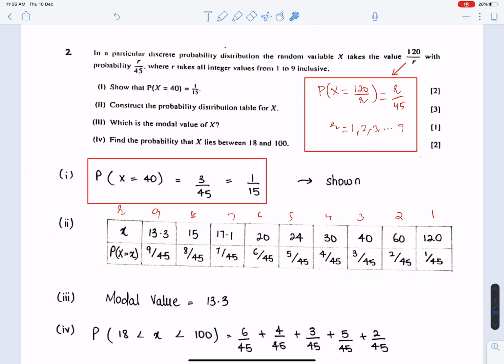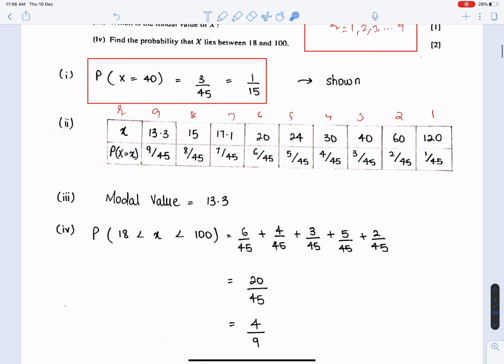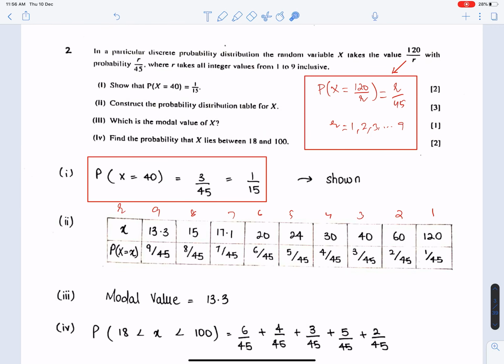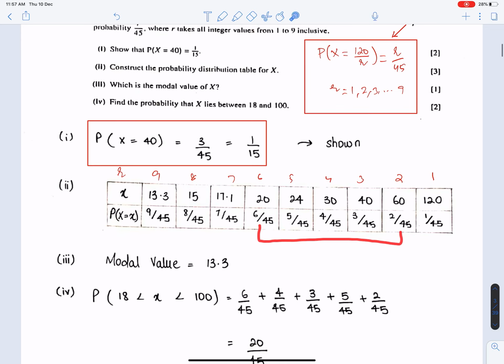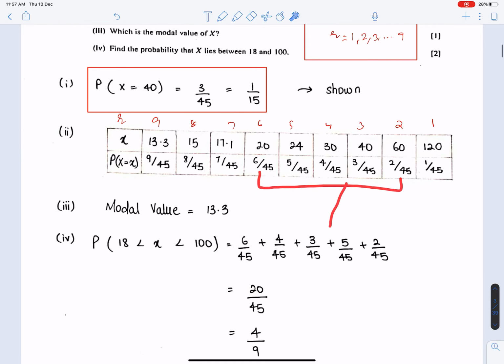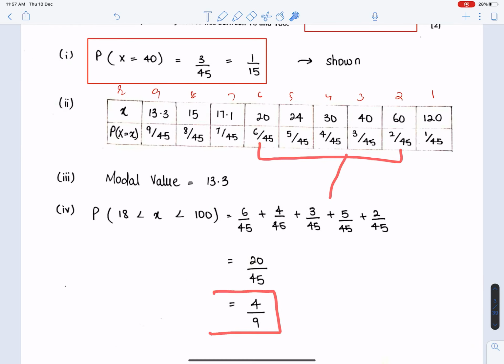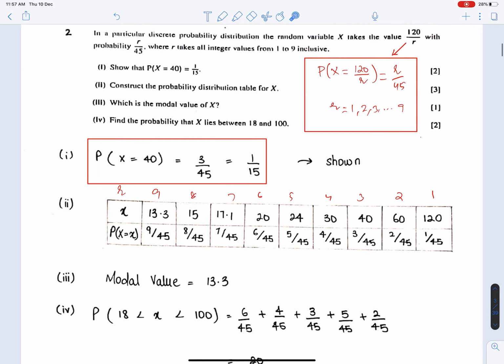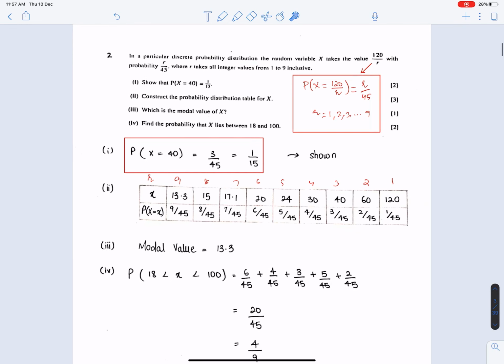Find the probability that x lies between 18 and 100. Now this is very simple. These numbers from 20 to 60 lie between 18 and 100. Therefore, we just need to add the probabilities of these 5 numbers, 6 upon 45 to 2 upon 45 inclusive, which is here. Try to leave the answer in fraction. It's better to leave the answer in fraction. This question is over. Let me show you this whole solution here.